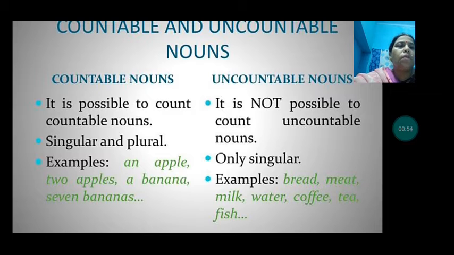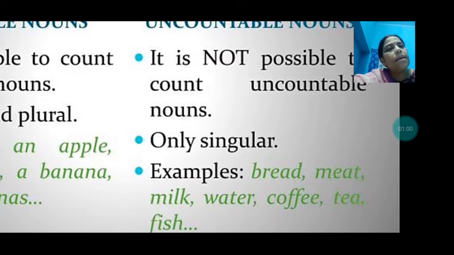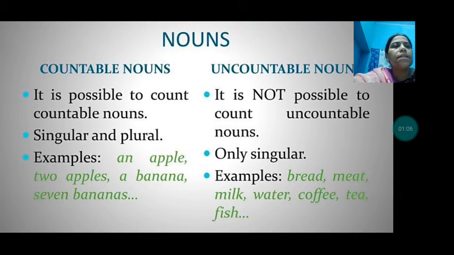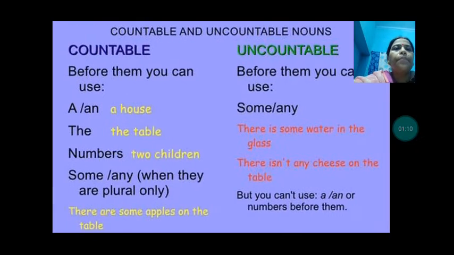So we can't count these uncountable nouns. They are always in the singular form. They don't take plural form. Example, bread, coffee, meat, milk, water, tea, fish, etc. They are uncountable.